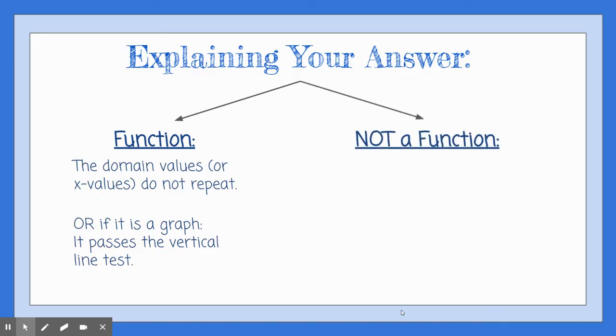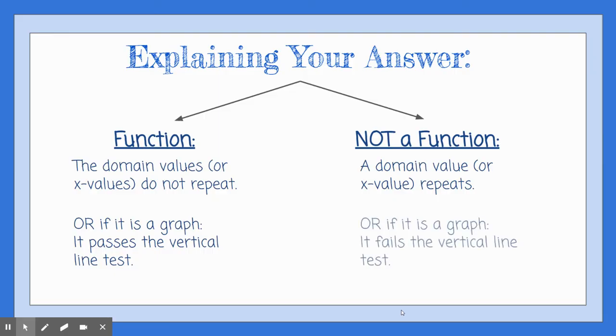If something is not a function, it would basically be the opposite. You could say that a domain value or an x value does repeat. So again, you can't say it's not a function because it repeats. You have to clarify that you know it's the domain or the x value that repeats. Or if it is a graph, you can say it fails the vertical line test or it does not pass the vertical line test.